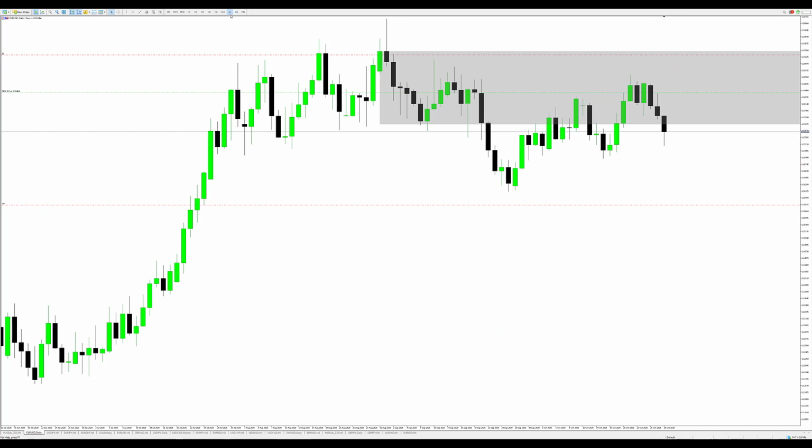So you can see already when Monday opened, price has been bearish.